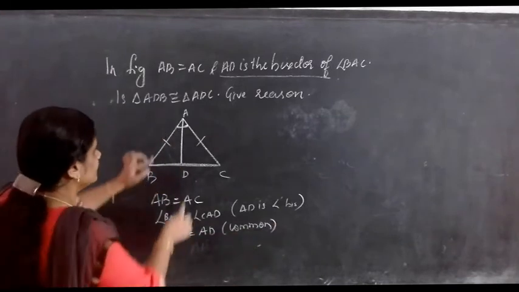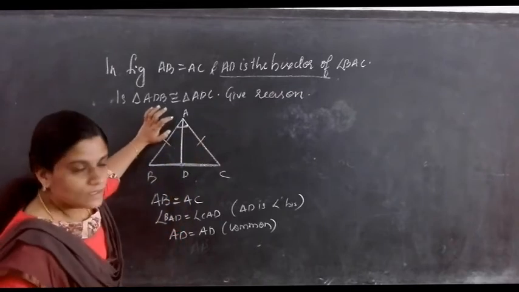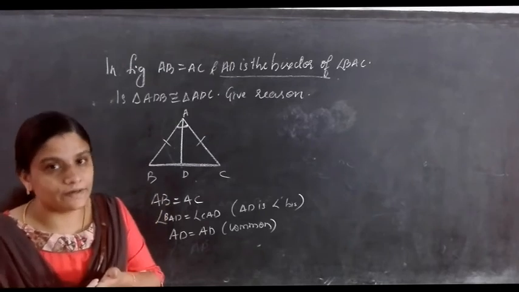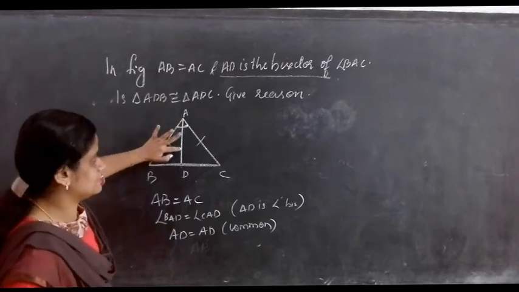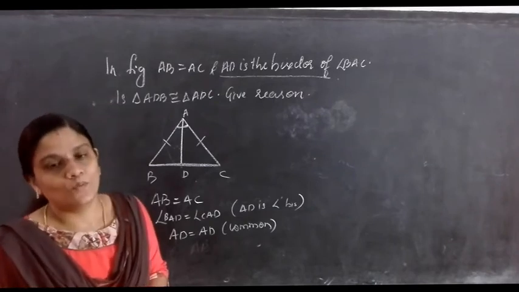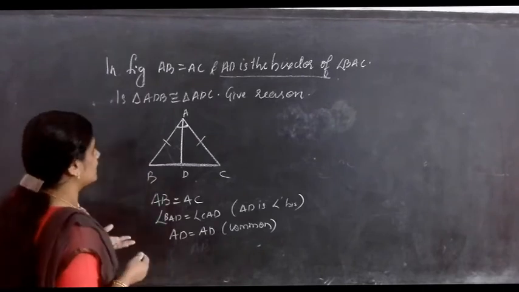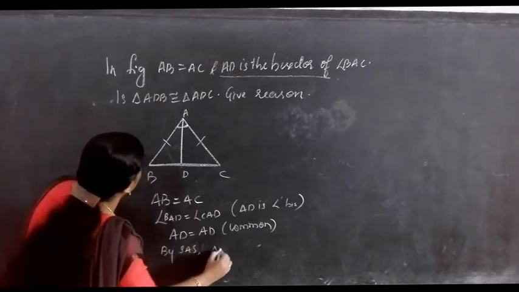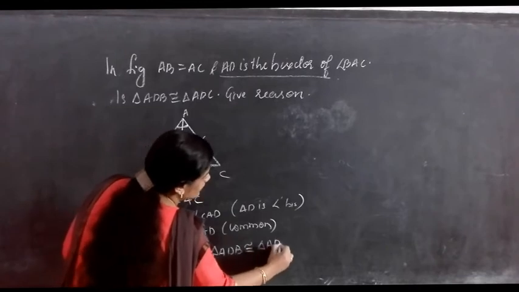Now we see side, angle, side. Yes or no? This angle is included, is it? Whenever we are doing this, the angle should be included. So side, angle, side. SAS. So by the SAS congruence rule, what can you tell? These two triangles are congruent. So we can write by the SAS congruence rule, triangle ADB is congruent to triangle ADC.